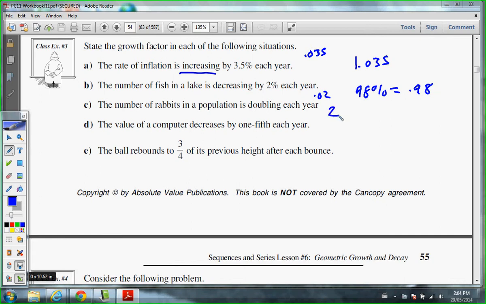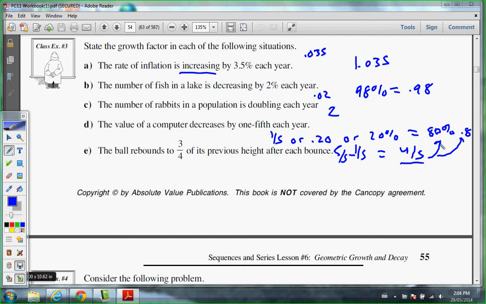The value of the computer decreased by 1/5 each year. You can think about it as a fraction or a decimal. 1/5 or 0.2 or 20%. Okay, it's decreasing by that, so we want decay. So we need to subtract these from 100%. So let's do the decimals first. 20% take away 0.2 would be 80% or 0.8. Okay, if you want to say the fractions, 1/5 taken away from 5/5, because 5/5 is 100%, you'd get 4/5, which, yeah, 4/5 is 80% or 0.8 as well.